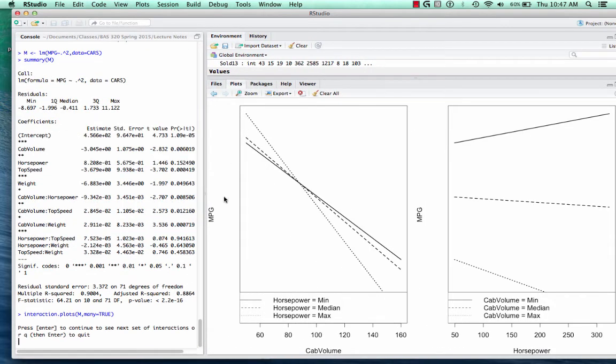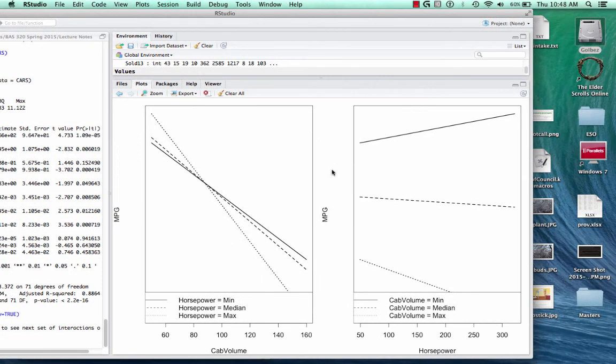Here are the implicit regression equations relating the fuel efficiency of the car to the size of the car for various values of horsepower. So we start out at the minimum horsepower at the solid line. We suspect an interaction because these slopes look quite a bit different. And the story it's saying is that as I go from the smallest horsepower to the largest horsepower, it looks like the strength of the relationship between fuel efficiency and cab volume increases because the slope is getting farther from zero. It's getting more and more negative.